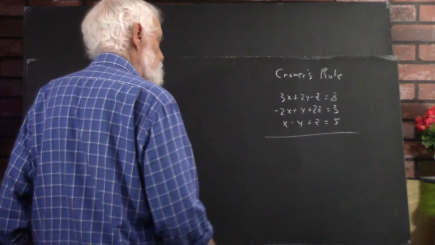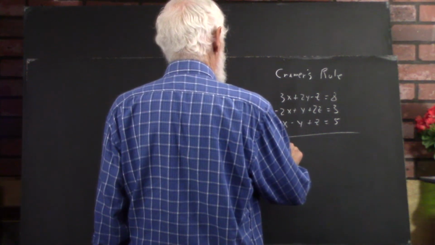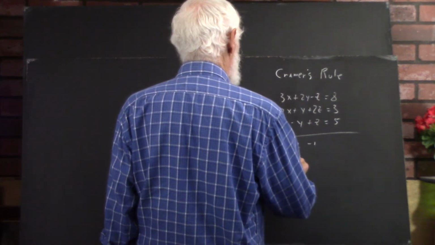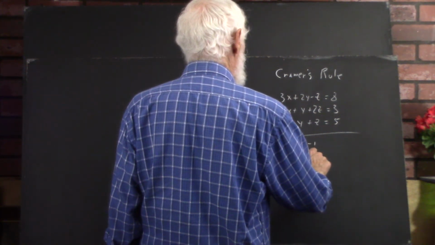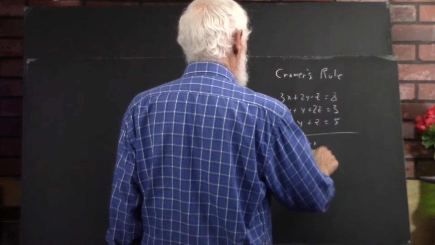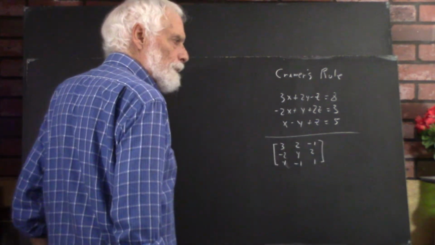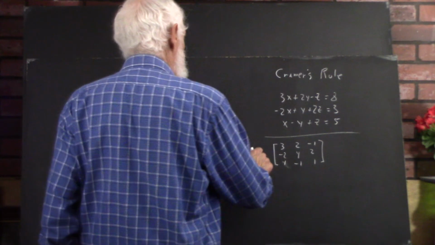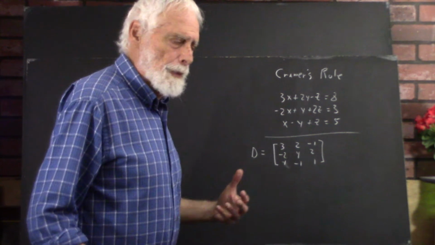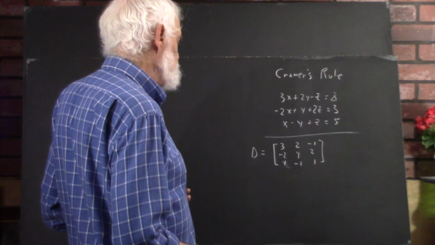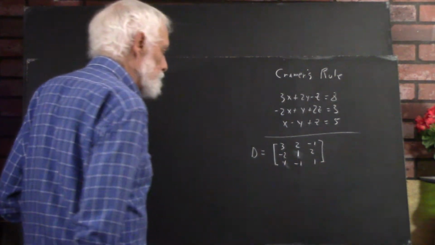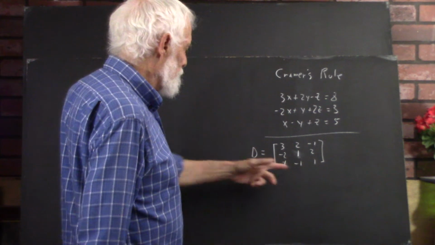First of all, you have the matrix 3, 2, -1, -2, 1, 2, 1, -1, 1. Okay? That's going to be an important matrix. I'm going to call that D, because everything we do is going to be a determinant divided by a determinant. And it shouldn't be a y there, it should be a 1. And the denominator determinant is going to be this, okay?